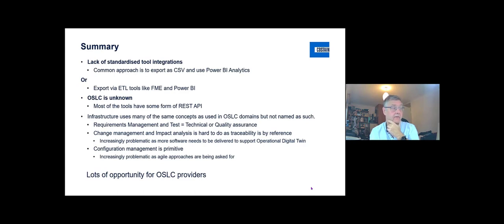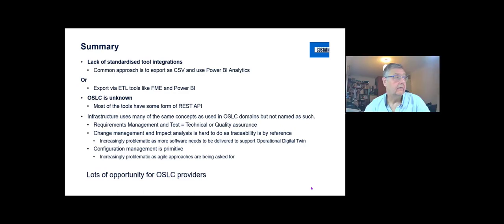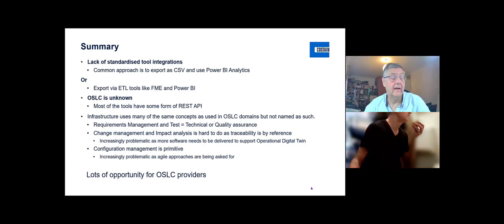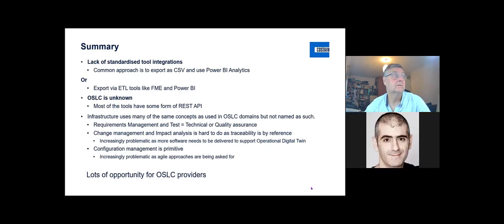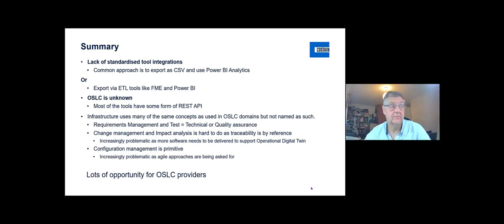And the other problem is configuration management is pretty primitive at the moment. This has become increasingly problematic as the word agile has become a real buzzword around infrastructure, and being able to manage all that in terms of configurations is important, as we all know. So lots of opportunity for our OSLC providers. I must admit, I wish I had something like Smart Facts for infrastructure, basically. So, any questions?